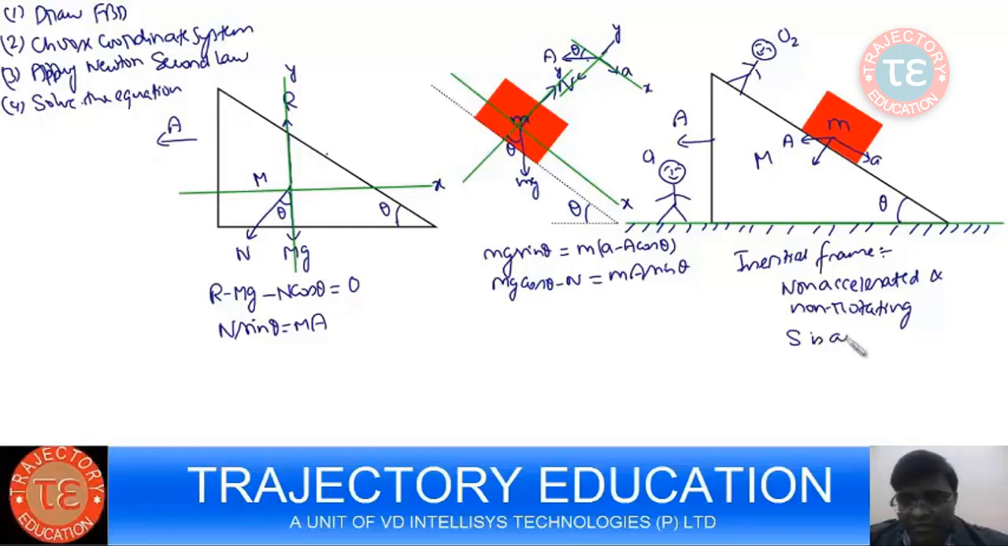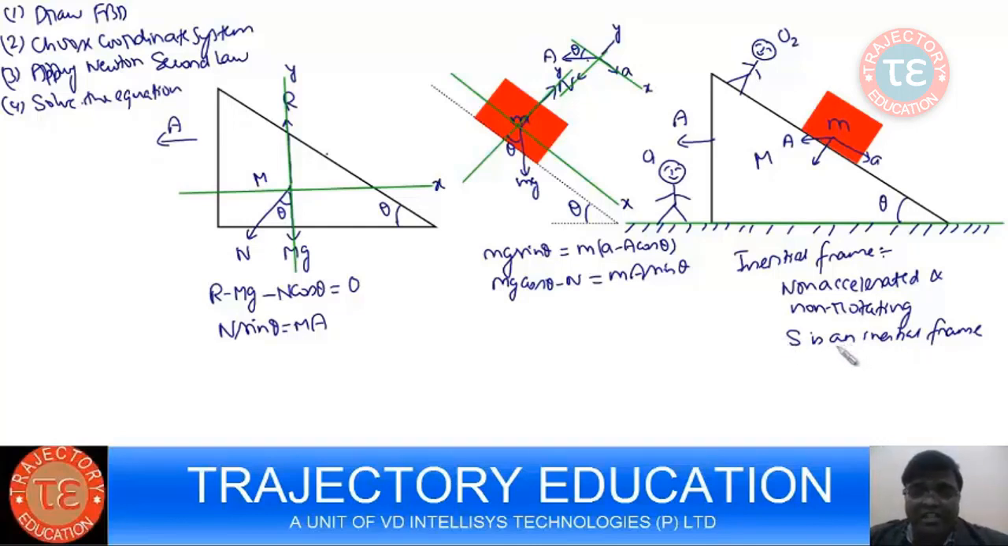Suppose there is a frame S attached to Earth, so S is an inertial frame, right? I am assuming Earth to be an inertial frame. Now any frame S attached to Earth is going to be an inertial frame. And any frame which is either at rest with respect to S or moving with constant velocity with respect to S will also be an inertial frame.